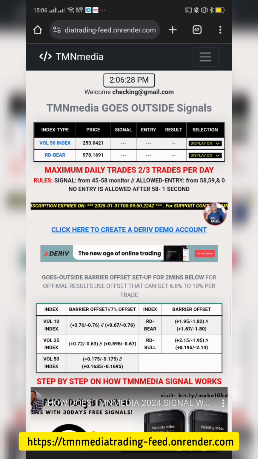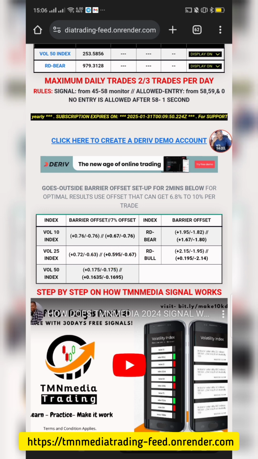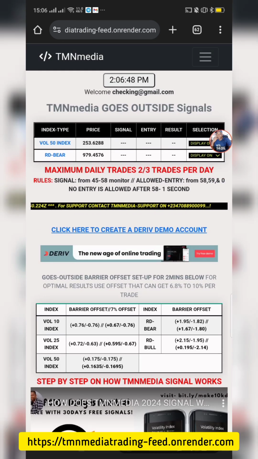So when a signal shows up on them, the ones I'm recommending is for you to use these 7%. You see this 7% offset? Those are the ones in bold. That's the one you see me just traded right now. That's the barrier offset I traded just now.